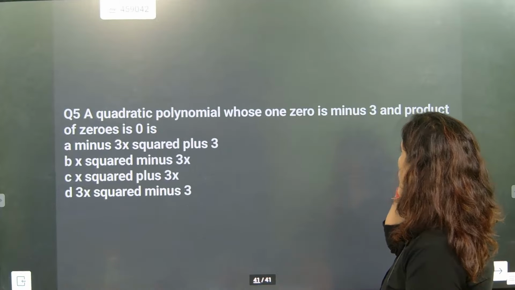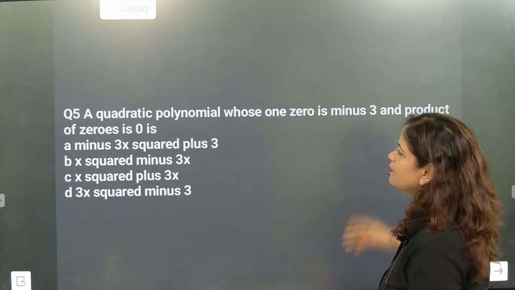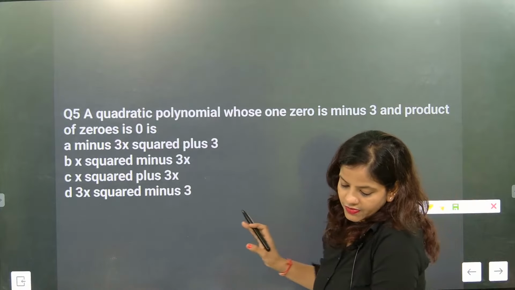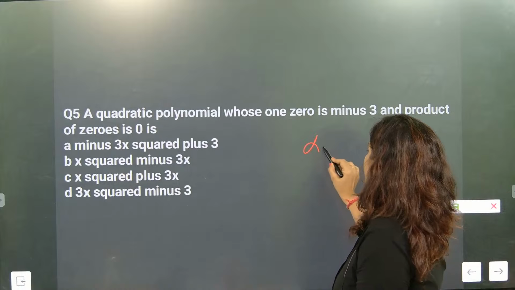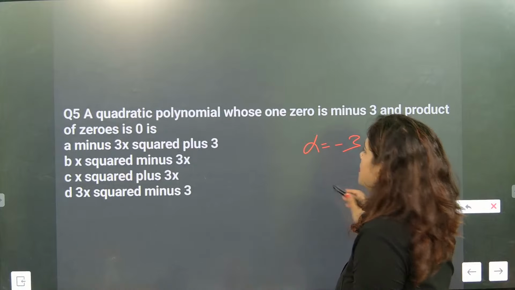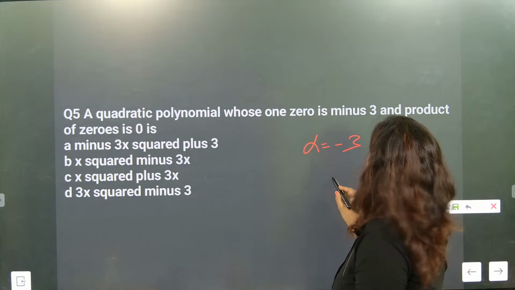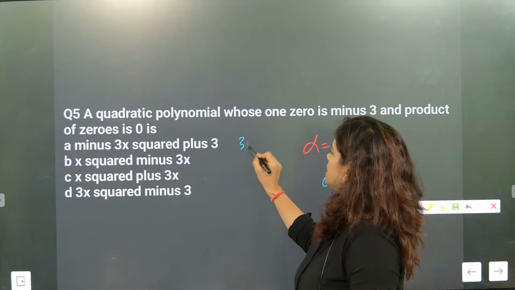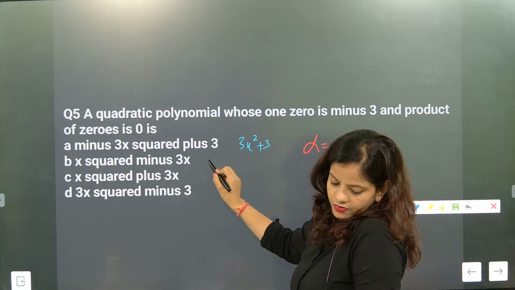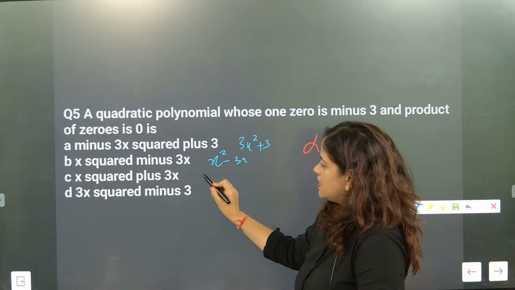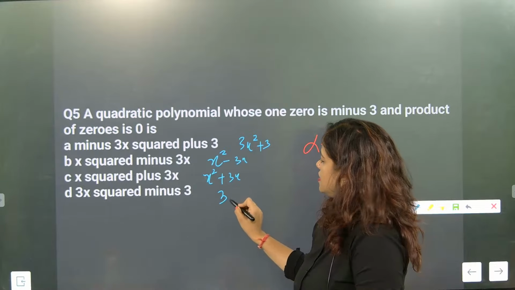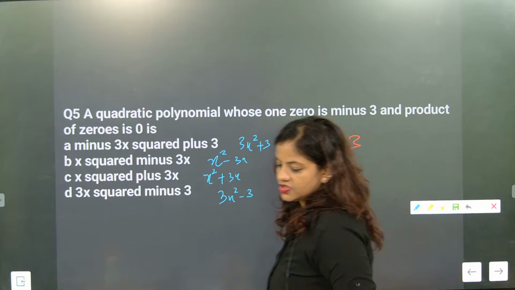See, a quadratic polynomial whose one zero is minus 3 and product of zeros is 0. One zero value is coming as minus 3. So let alpha is equal to minus 3 and product alpha into beta equal to 0. So what will be the quadratic polynomial? Options are 3x square plus 3. Second option is x square minus 3x. Third option is x square plus 3x. And fourth option is 3x square minus 3. Check.